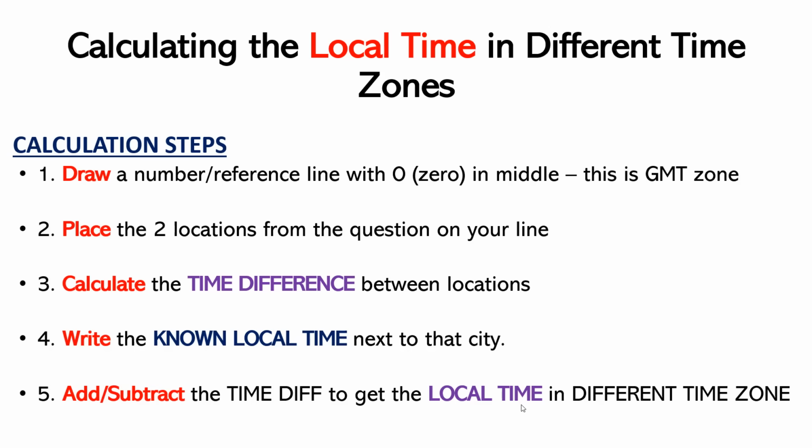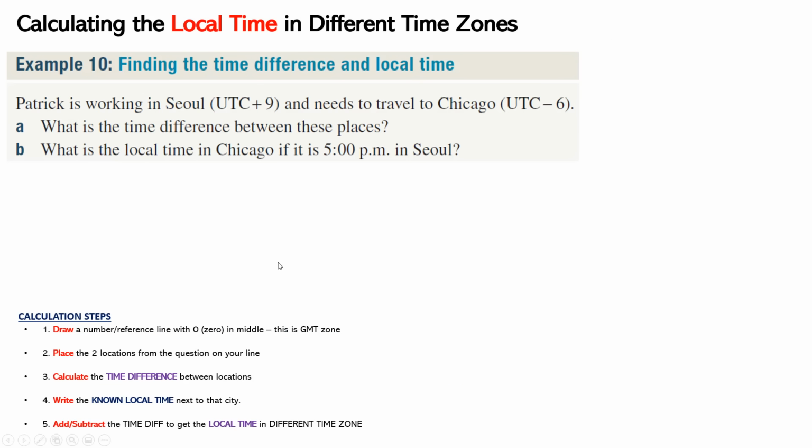So let's put that into practice. So example 1 here. Patrick's working in Seoul and he's in a time zone of +9. He needs to travel to Chicago, which is at -6. We're going to work out 2 things.